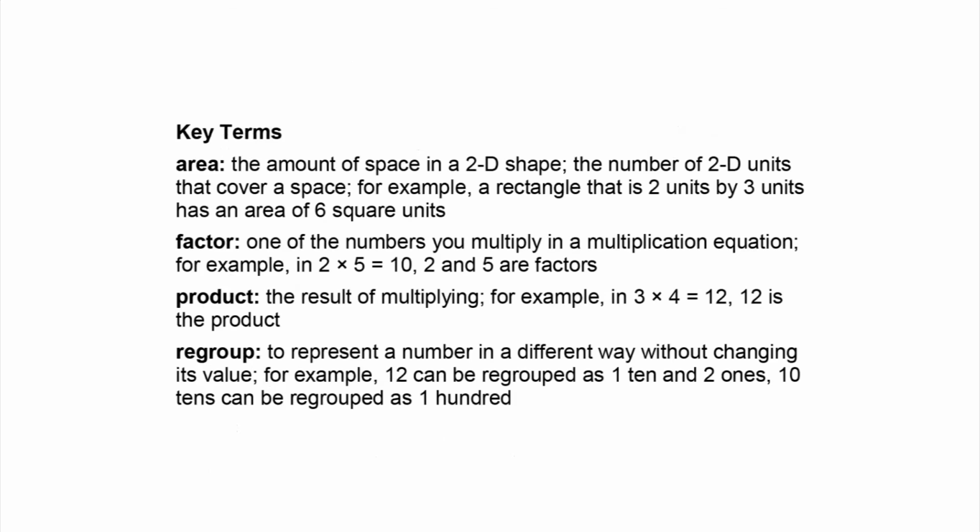Key terms. Area is the amount of space in a 2D shape, the number of 2D units that cover a space. For example, a rectangle that is 2 units by 3 units has an area of 6 square units. Factor is one of the numbers you multiply in a multiplication equation. For example, in 2 times 5 equals 10, 2 and 5 are factors of 10. Product is the result of multiplying. For example, in 3 times 4 equals 12, 12 is the product.